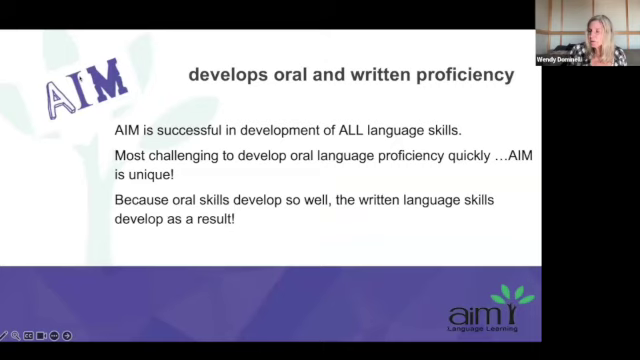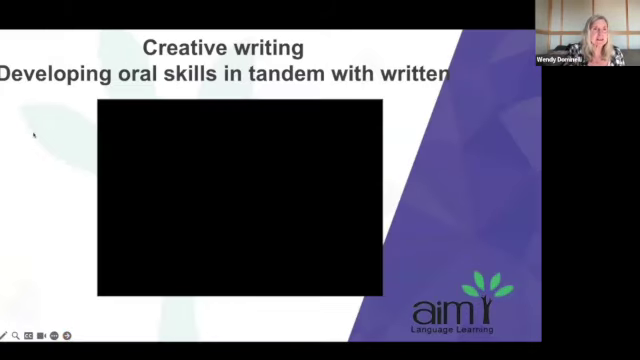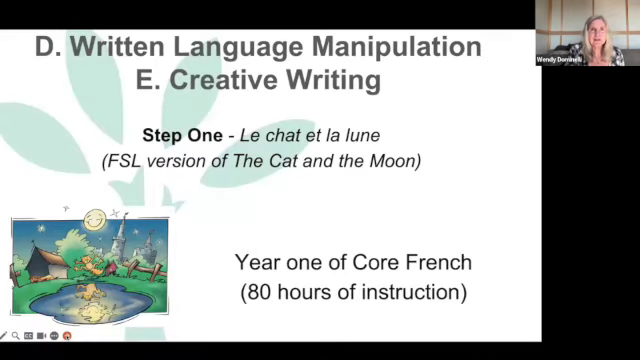So I've talked a lot about the development of oral language skills, but AIM equally, or I would say equally at least, develops also written language proficiency. But because oral language skills develop so well with AIM, the transfer to written language skills is really immediate, especially when we're talking about an English to French language learning situation. I think I'll just move forward here and show you some of the creative writing.